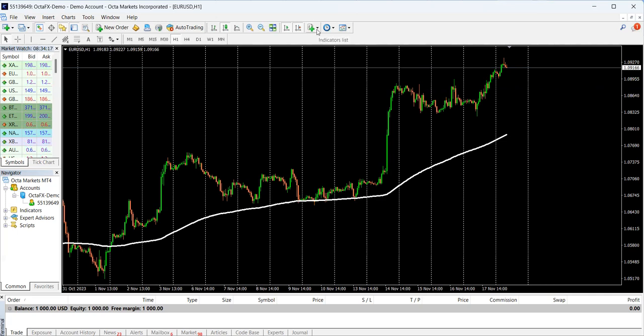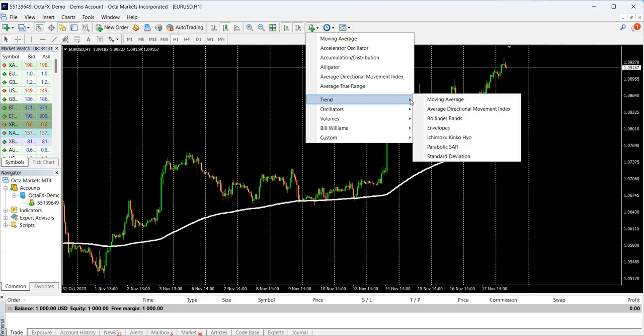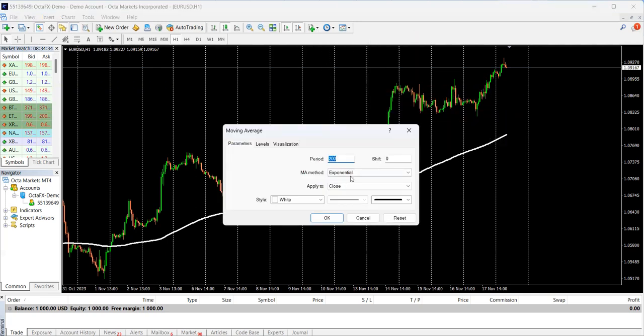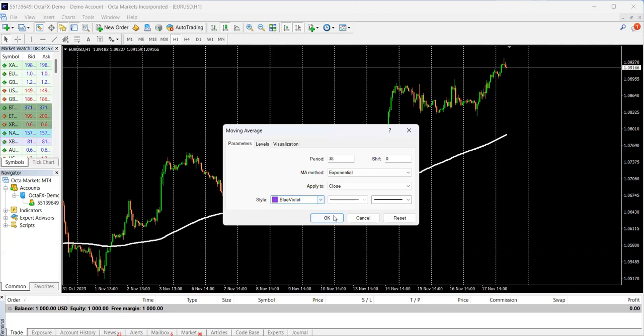The next indicator I'm going to put on my chart: I'm going to apply exponential moving average 38 and exponential moving average 48, both of them with the same color. Moving average is still on exponential, so I apply the 38 first. I want the color to be a bit softer than the first, so let's say this blue violet. I think I like that.